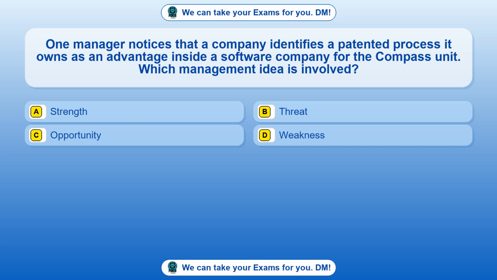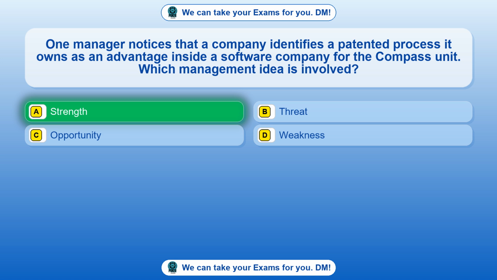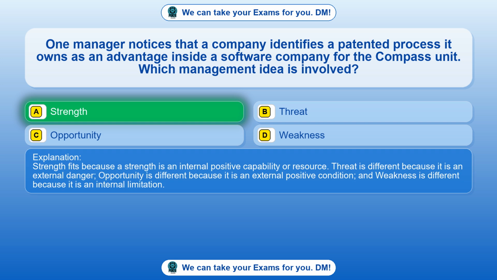Option A, strength. Option B, threat. Option C, opportunity. Option D, weakness. The correct answer is option A, strength. Strength fits because a strength is an internal positive capability or resource. Threat is different because it is an external danger, opportunity is different because it is an external positive condition, and weakness is different because it is an internal limitation.